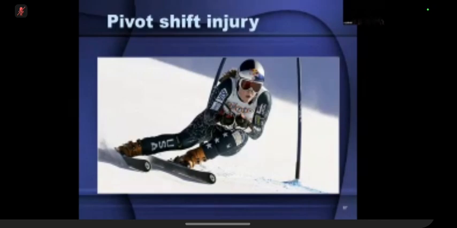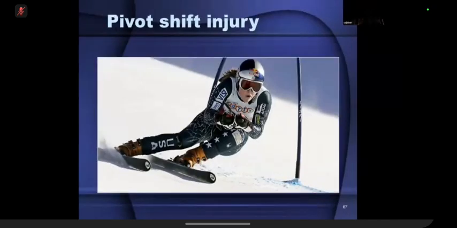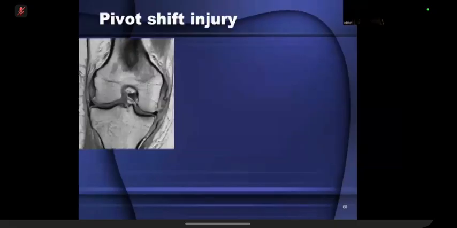Once it ruptures, you get injury first present on the lateral side of the tibiofemoral joint surfaces, and then it rebounds, and then you get bone bruising on the medial side. So it's this combination of characteristic bone bruising present on the lateral and medial sides, which results in the typical pivot shift injury. And this is what we see on MR.